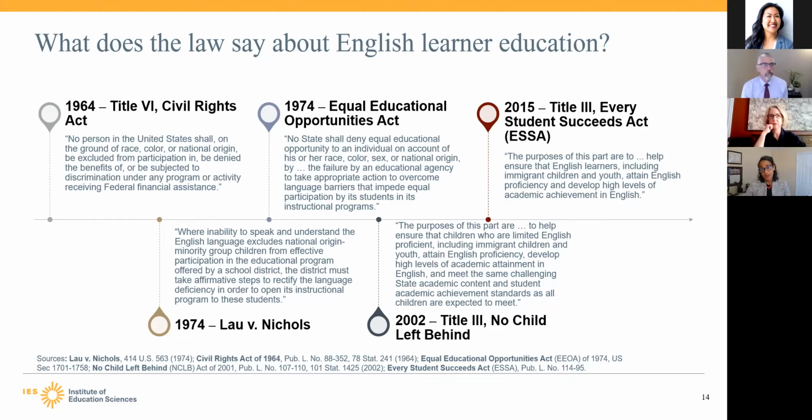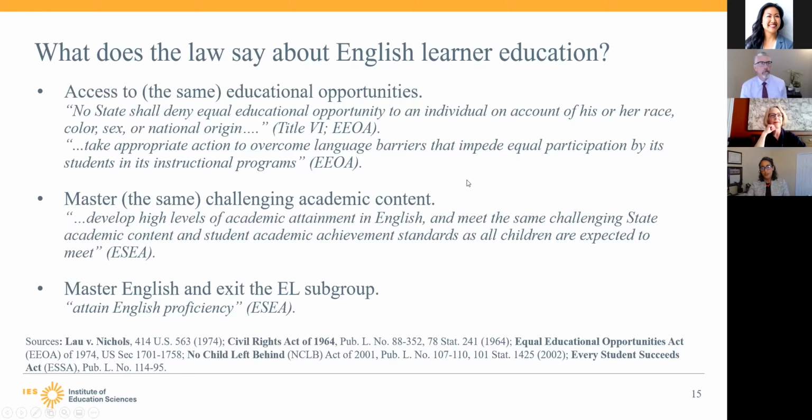And then we also have the two most recent reauthorizations of the Elementary and Secondary Education Act. So in 2002, it was reauthorized as No Child Left Behind, and Title III of that act focused on ensuring that limited English proficient children, as they were then called, develop high levels of academic attainment in English and also meet challenging state academic content standards. And then that same similar mission was reiterated in the 2015 reauthorization as the Every Student Succeeds Act, which is where we are now. So again, we're not going to go too much into the weeds here.